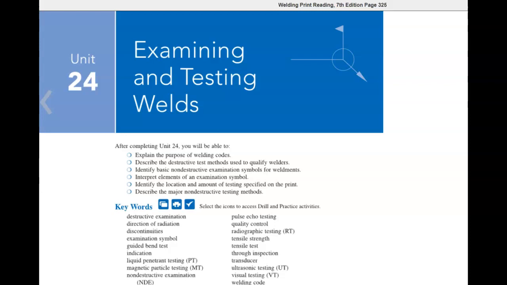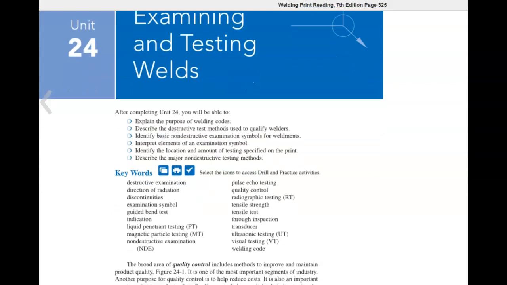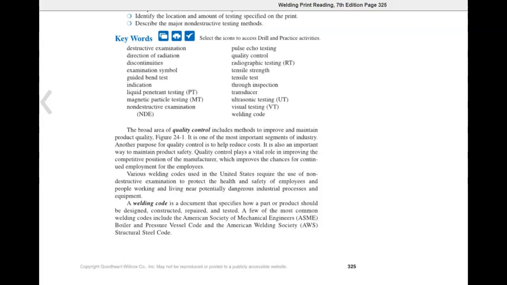Unit 24, Examining and Testing Welds. The broad area of quality control includes methods to improve and maintain product quality. Figure 24-1. It is one of the most important segments of industry. Another purpose of quality control is to help reduce costs. It is also an important way to maintain product safety.